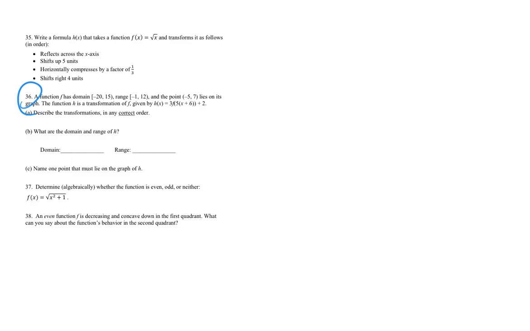So vertically, if I look at the stuff that's transforming on the outside, I have this 3 here and this +2. So what I have here is a vertical stretch by a factor of 3. That's the first one. The second one is a vertical shift up 2 units.